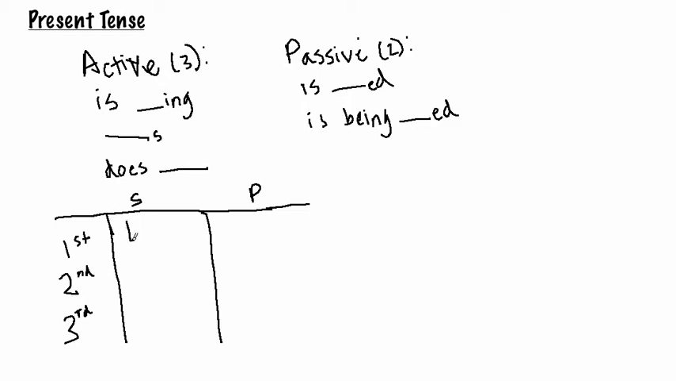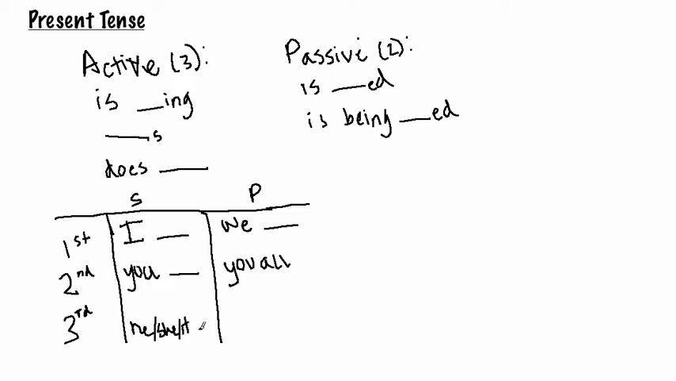So the first one, singular, will be translated as I blank. First person plural is we blank. Second person singular, you blank. Second person plural, you all blank. Third person singular, he, she, it blanks. And third person plural is they blank.